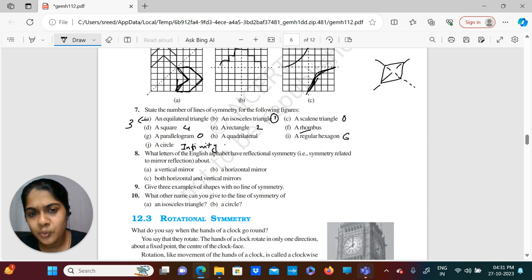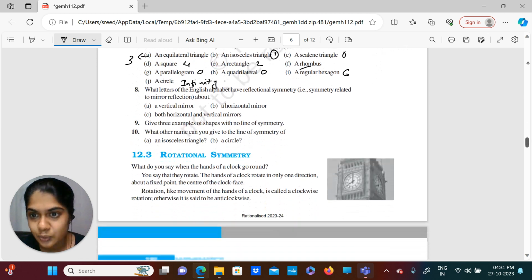Is it a quadrilateral? We don't know, because a quadrilateral can be of different types. A different quadrilateral will have different lines. So for simply a quadrilateral, I'm just writing 0.